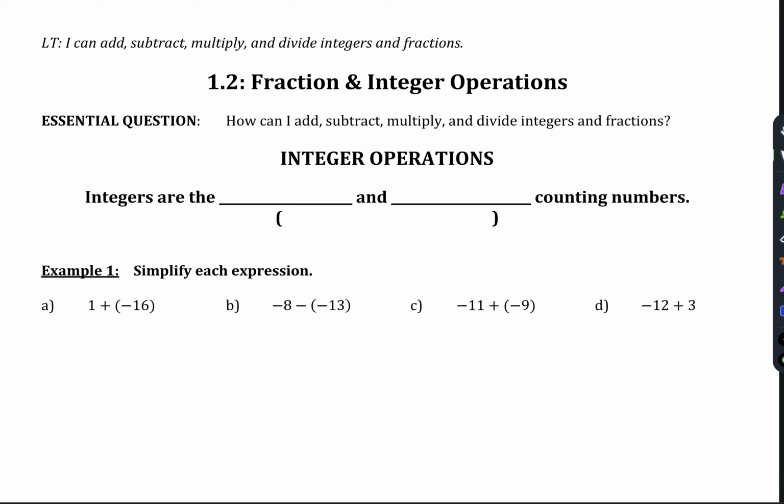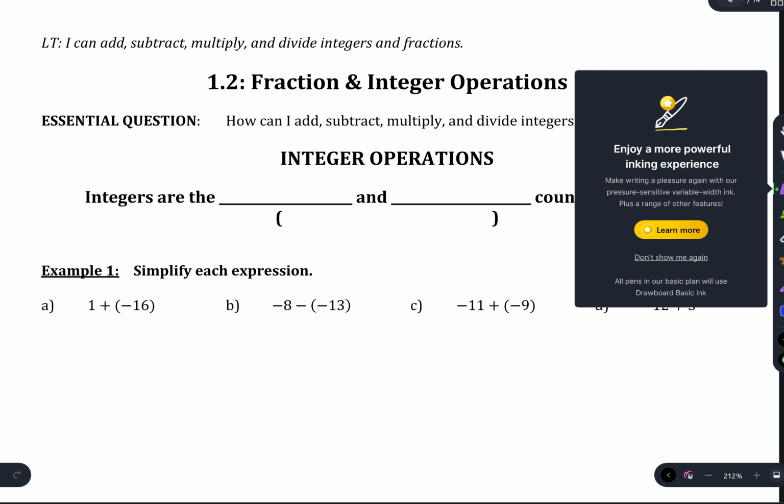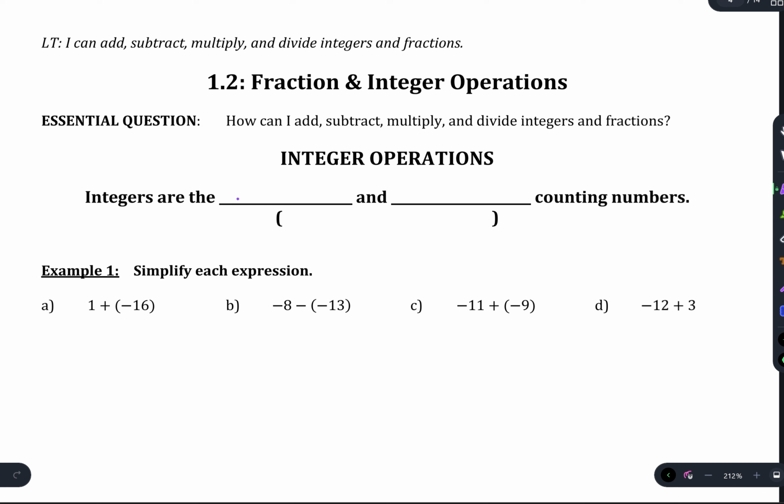1.2, fraction and integer operations. We have a nice, easy one again today. So you have all seen integers, I promise you. Let's go over that definition. Integers are the positive and negative counting numbers.